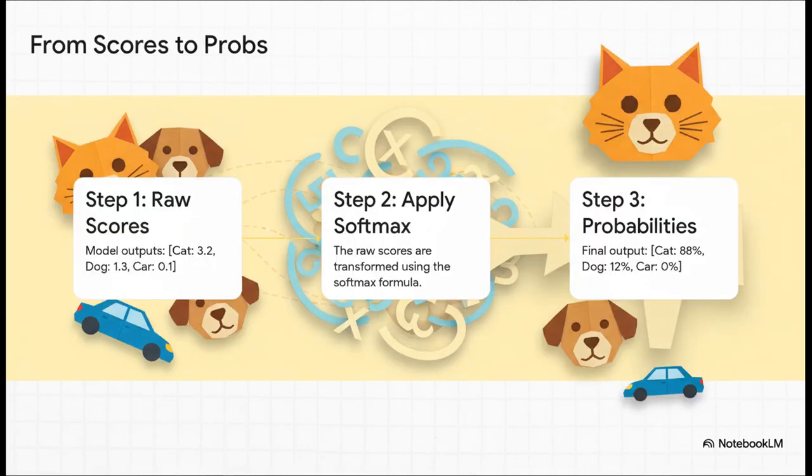Let's make this real for a second. Let's say our model spits out these logits: a high score of 3.2 for cat, a lower score of 1.3 for dog, and a tiny 0.1 for car. Okay, now we push these numbers through our softmax function, and look what happens. We get this beautiful, clear probability distribution. The model is now saying, I am 88% confident it's a cat, 12% confident it's a dog, and pretty much 0% confident it's a car. See? Way more useful, right?